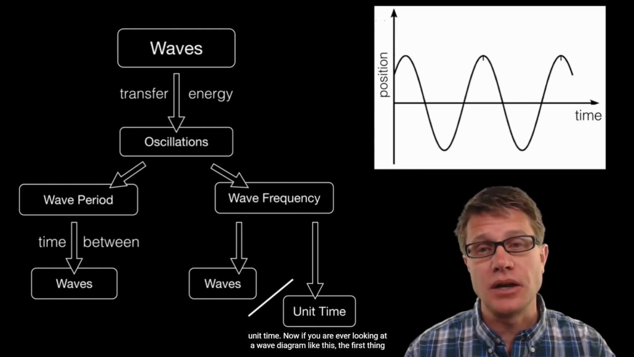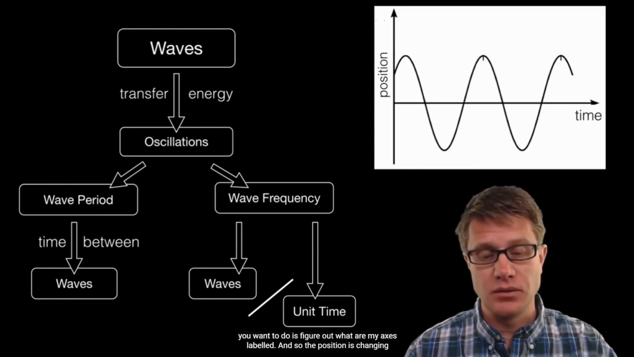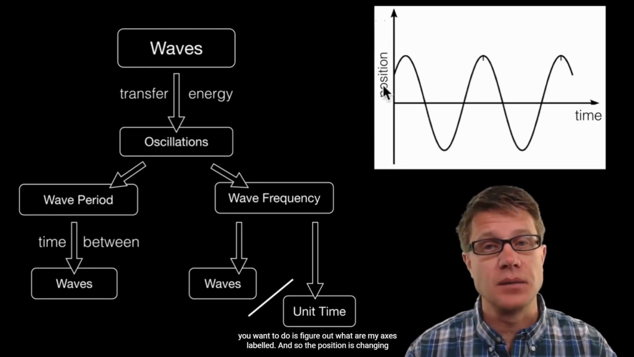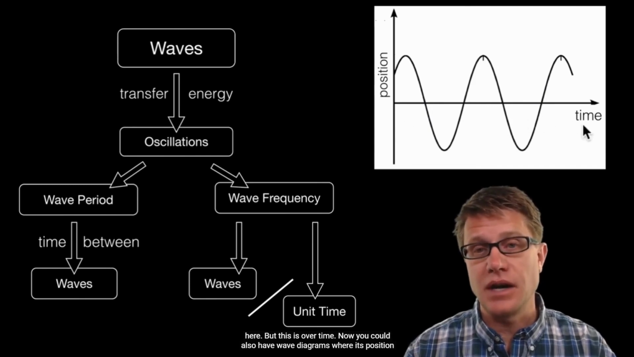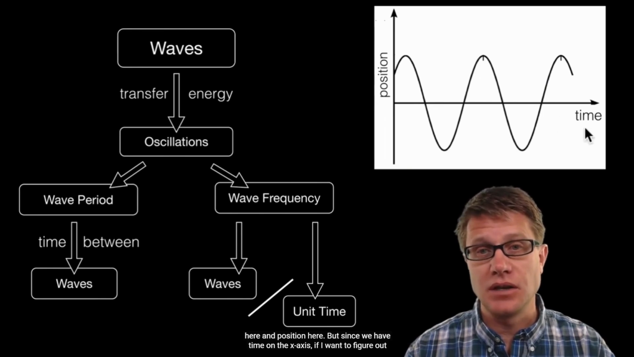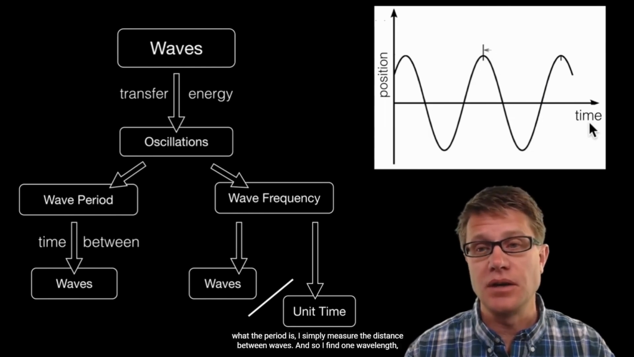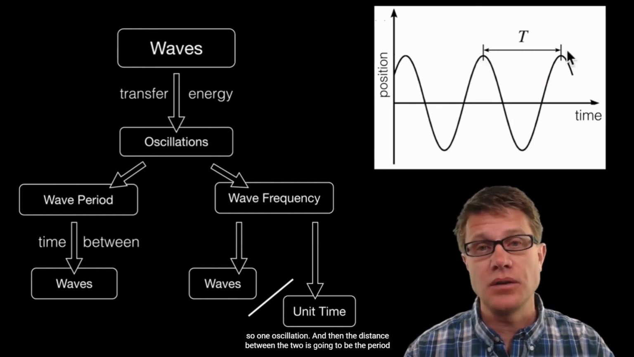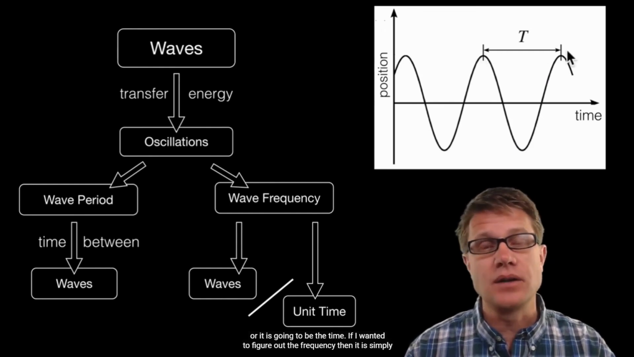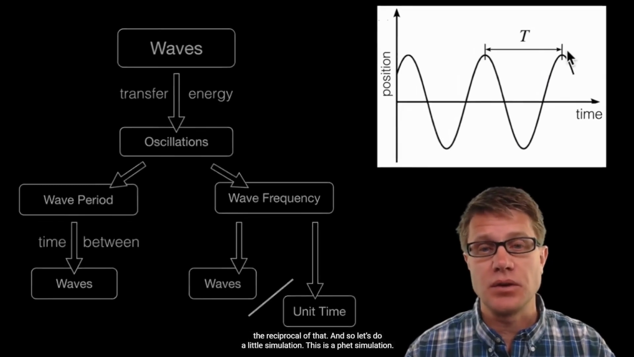Now, if you're ever looking at a wave diagram like this, the first thing you want to do is figure out what your axes are labeled. The position is changing here, but this is over time. You could also have wave diagrams where it's position here and position here. But since we have time on the x-axis, if I want to figure out the period, I simply measure the distance between waves. I find one wavelength, so one oscillation, and the distance between the two is the period, or the time. If I wanted to figure out the frequency, it's simply the reciprocal of that.